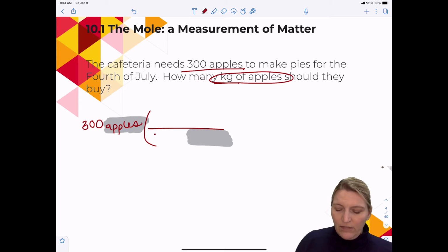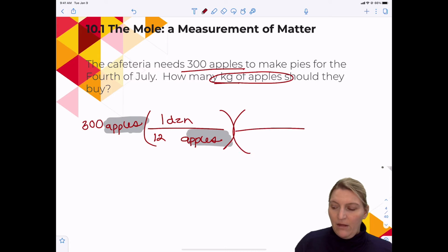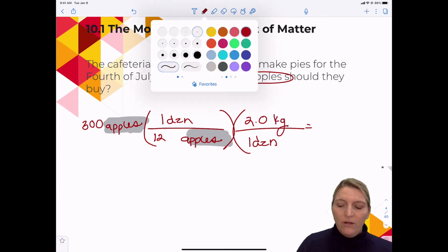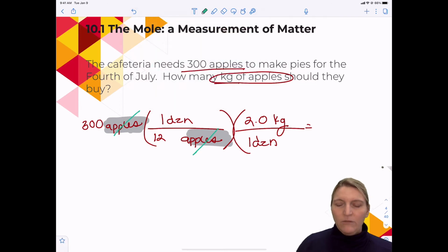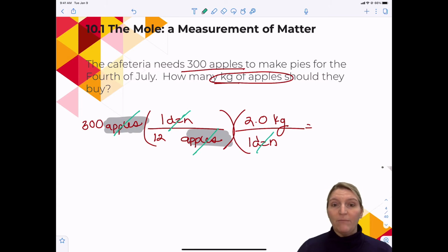So this told us that 12 apples were in 1 dozen, and then 1 dozen is what, 2.0 kilograms, right? Because I want to know kilograms. So now when I plug this into my calculator, the apples units will cancel because they're the top and the bottom of a fraction. The dozen units will cancel because they're the top and bottom of a fraction.